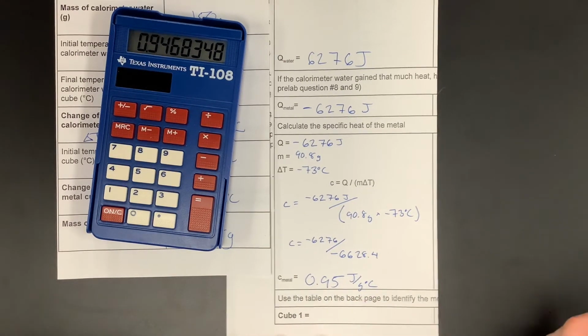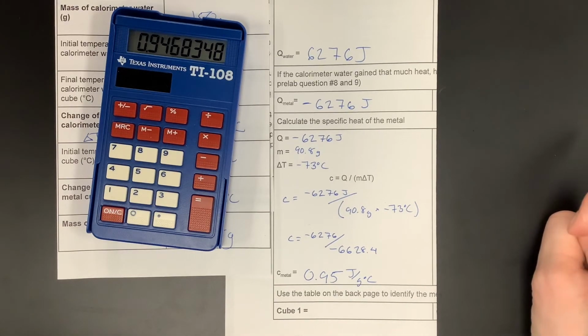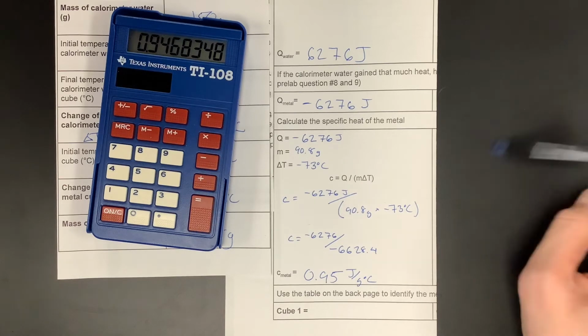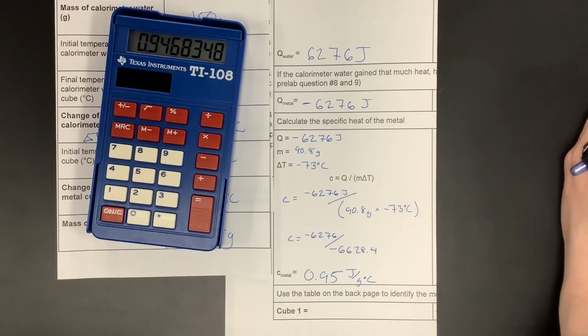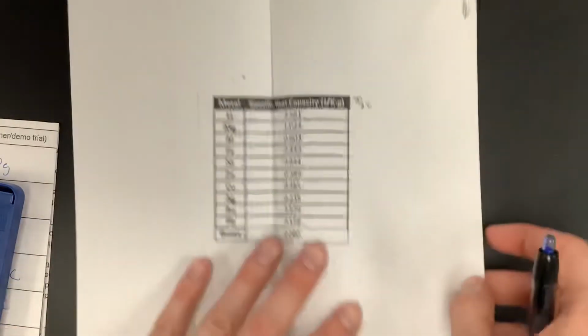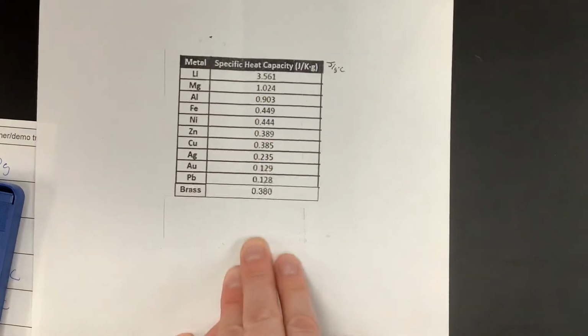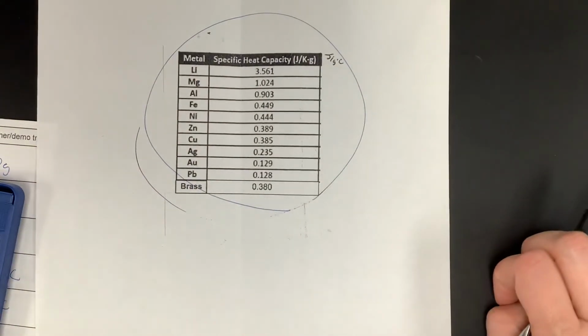So there's our C. That's the number we're ultimately trying to come up with: 0.95 joules per gram degree Celsius. That's the specific heat of the metal based on our experimental data. Now, every different material has a certain specific heat. That number is a property of that material. So if we look up a table that has all the different specific heats of all kinds of different materials, here's a limited list. We could find a list with hundreds of them.